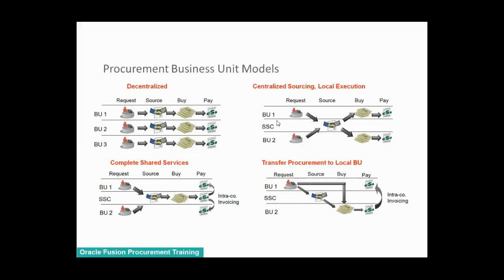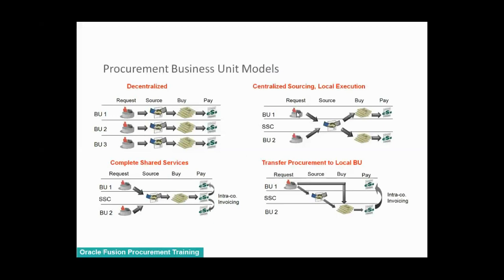Okay, but here in Fusion, you can configure these three models. Look at here. This is complete shared services. Business unit 1 and business unit 2 are only requesting. But the other business unit, what is it doing? It is sourcing, it is buying, and it is paying, and internally it is generating an intercompany invoice. It is also directly paying. This is called complete shared services. It is negotiating, it is buying, and it is also paying, and it is generating an intercompany invoice.